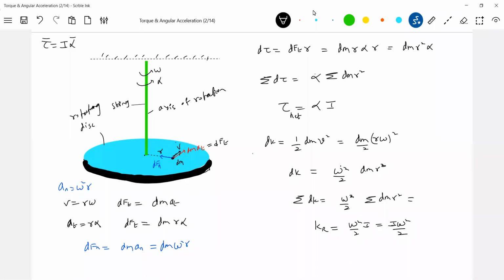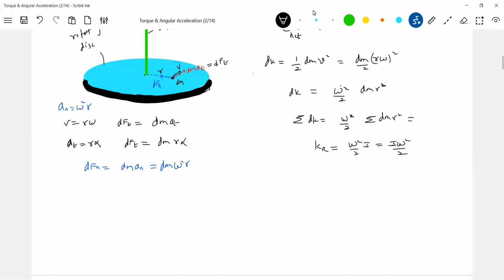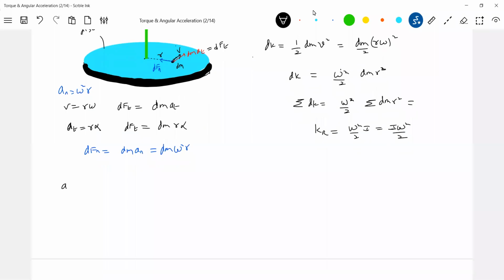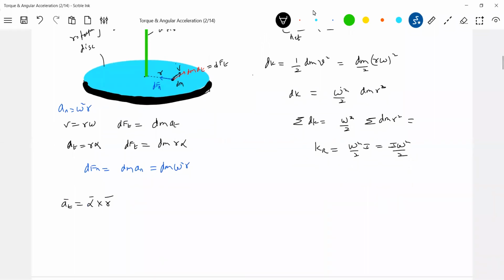We know that for a particle, how alpha, r and a will be in the vector form. This linear acceleration a bar should be equal to alpha bar cross r bar. Go back to the circular motion concept: a tangential should be equal to alpha bar cross r bar. Then what about the net torque? The net torque acting on the system should be equal to r bar cross F tangential.